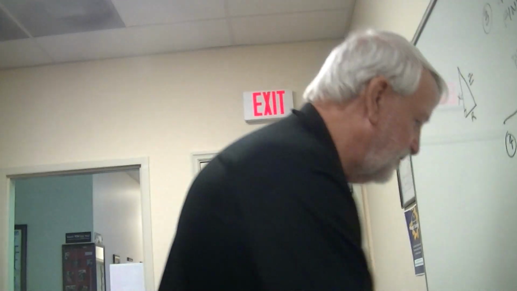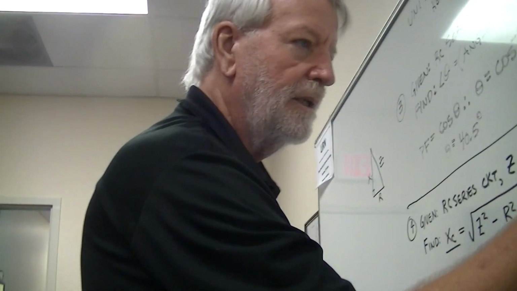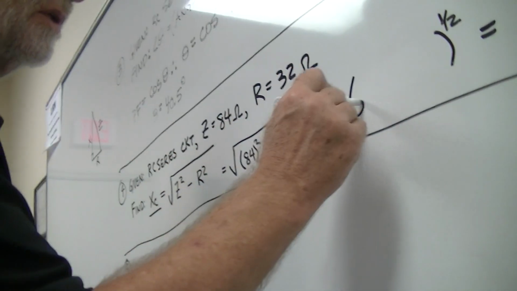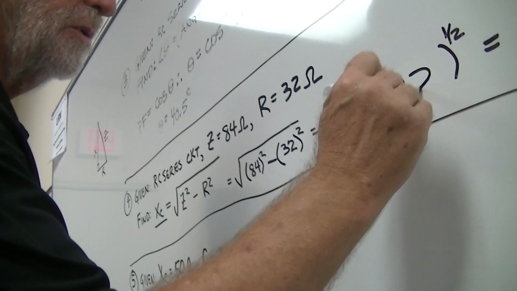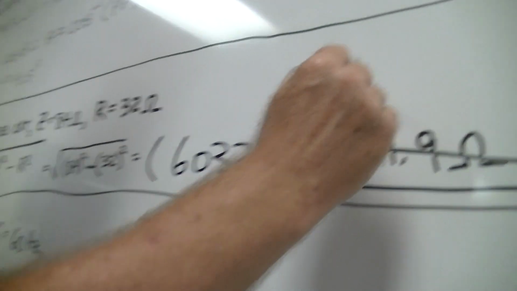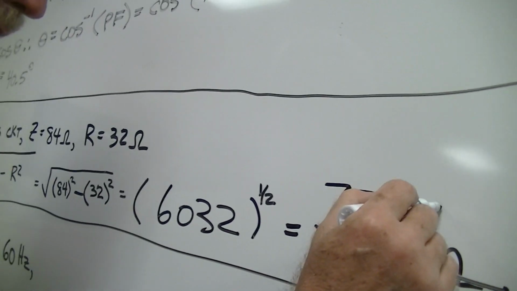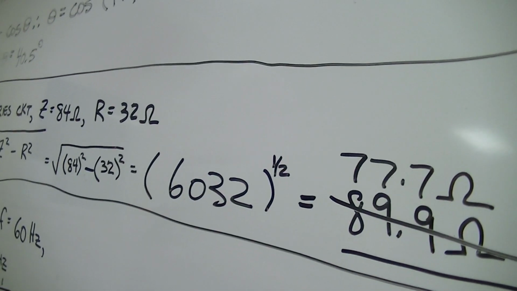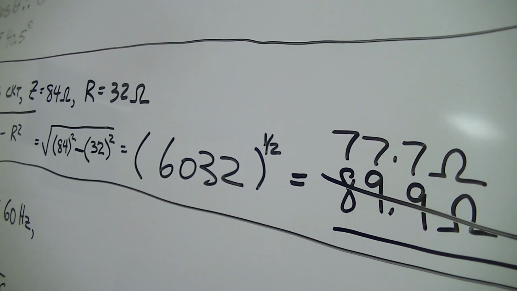All right. Hopefully you got no problems with that. It's pretty straightforward. But let me get this number out of there so that you're not too fooled by it. And what was that number again, Marissa? 6032. So it's 6032. And then our answer wound up being 77.7 ohms. All right. So that's the right answer.